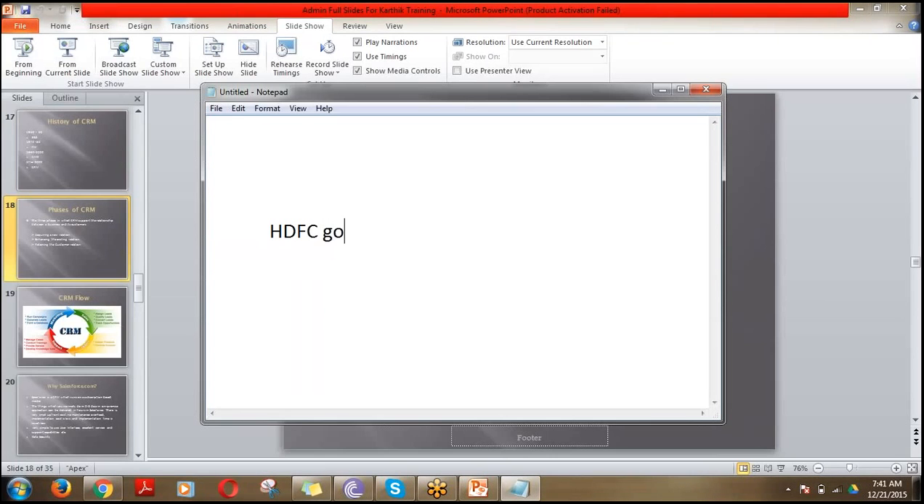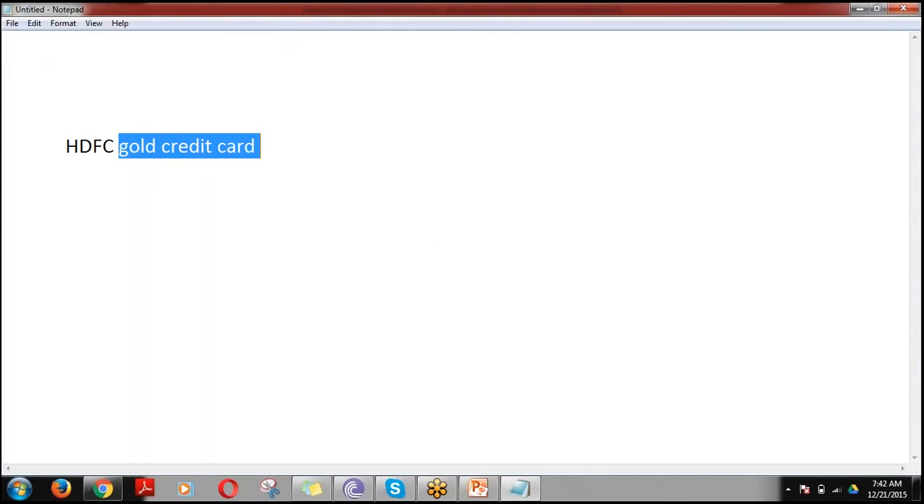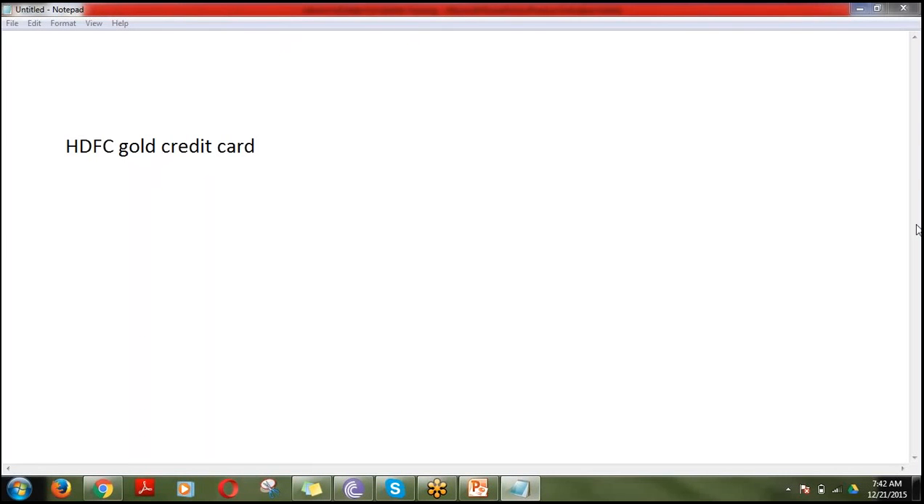If HDFC introduces a new gold credit card, so if the HDFC organization launched a new product called the new gold credit card, first of all, what will they do? Not only HDFC, guys, you can take any product. If an organization launches a new product, first of all, what will they do? Any idea?